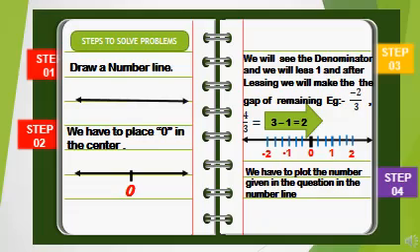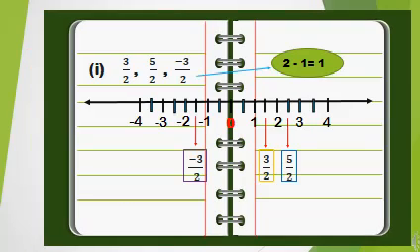Okay students, now we will see our practice set. The first question in practice set 1.1 is to plot the numbers on the number line. In that, our first sub question is 3 by 2, 5 by 2 and minus 3 by 2. So students, we have to plot these numbers on the number line. So we will begin with our first step. Our first step is to draw the number line.